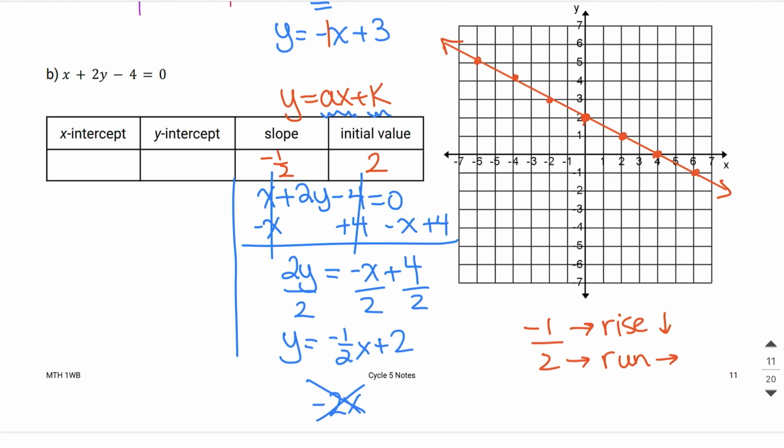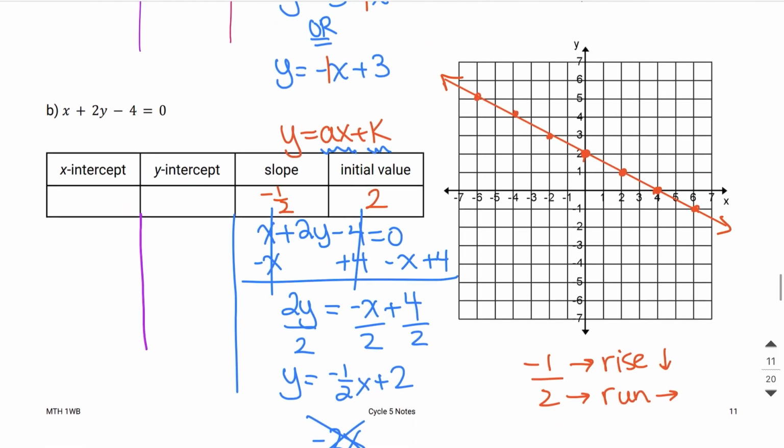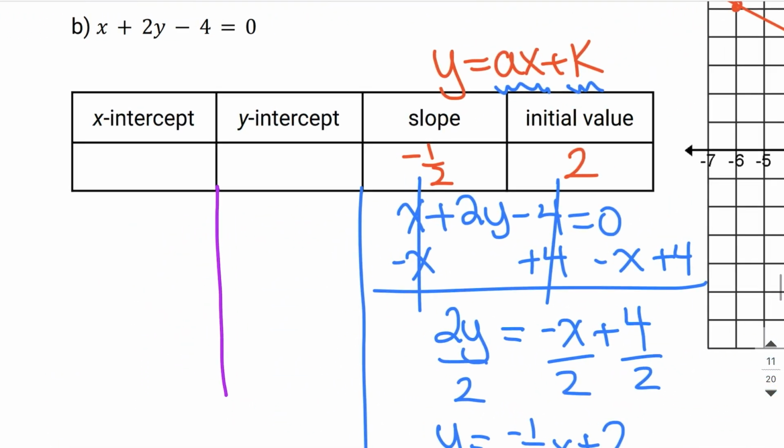Now I would also show you how to do this using the x-intercept and the y-intercept for 2 reasons. The whole point of this video is to learn both ways, but also this is a good way to verify to make sure that you did everything right. So if I want to find my x-intercept, remember your x-intercept is always going to happen when y equals 0.